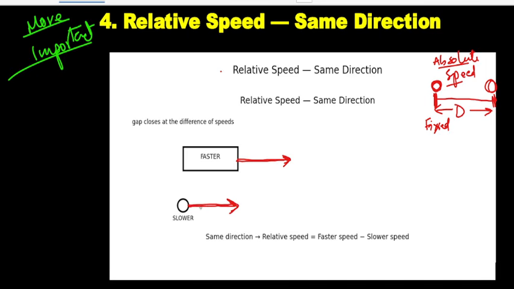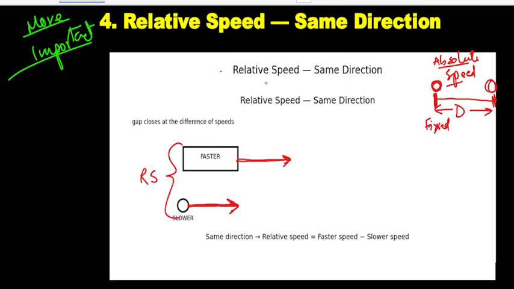Now if I want to compare the speed of these two bodies with respect to each other, then in such cases we would have a relative speed. In such cases we won't be able to get the absolute speed, because here no one is fixed. Both bodies are in motion. So whenever both bodies are in motion and we try to compare the speed between them, we use this concept of relative speed.